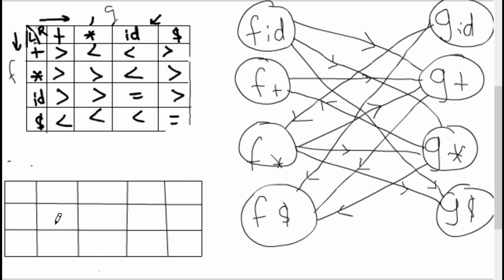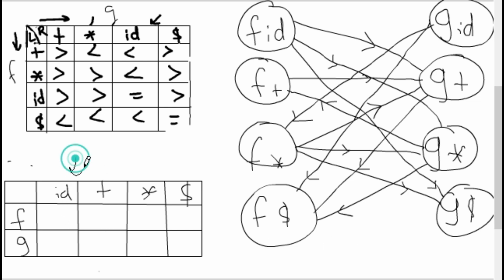In this table you have to write F, you have to write G, and you have to write all the symbols: ID, plus, star and dollar. Now in this you have to fill in different numbers in this table. So how do you fill in the numbers?